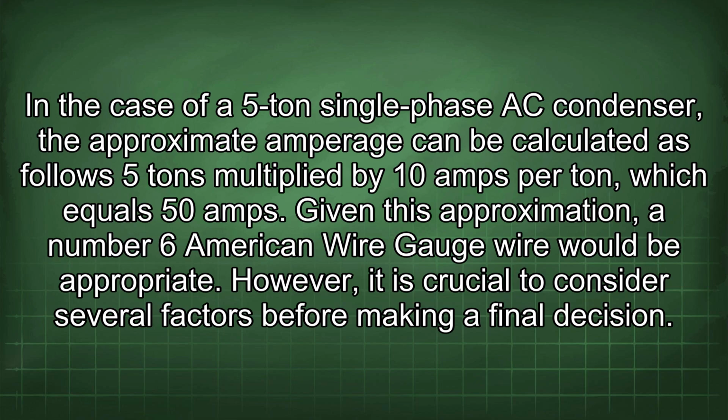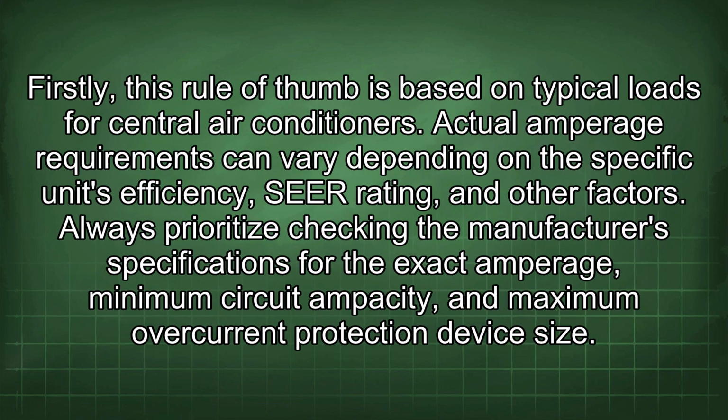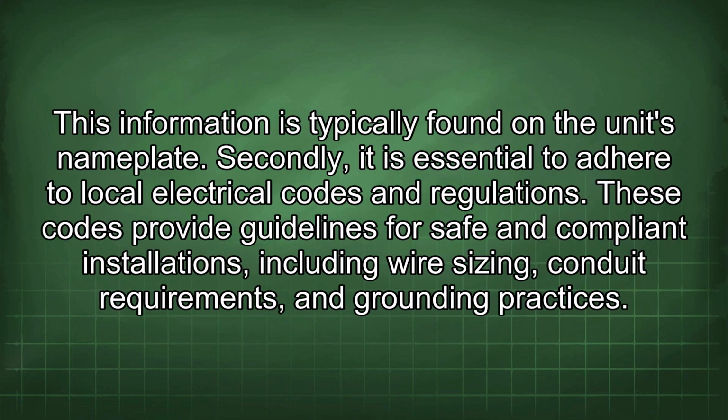However, it is crucial to consider several factors before making a final decision. Firstly, this rule of thumb is based on typical loads for central air conditioners. Actual amperage requirements can vary depending on the specific unit efficiency, SEER rating, and other factors. Always prioritize checking the manufacturer's specifications for the exact amperage, minimum circuit ampacity, and maximum overcurrent protection device size. This information is typically found on the unit's nameplate.